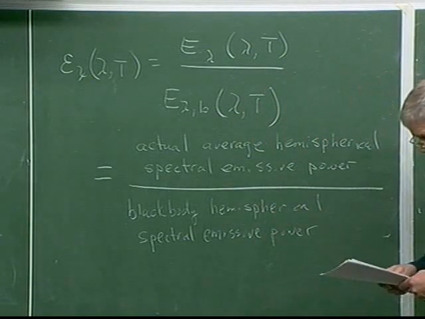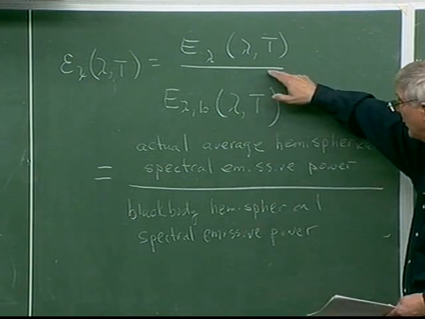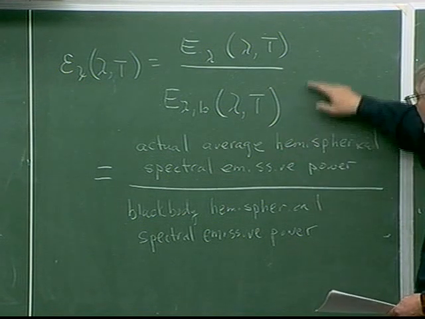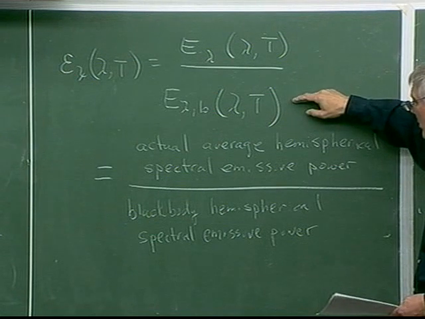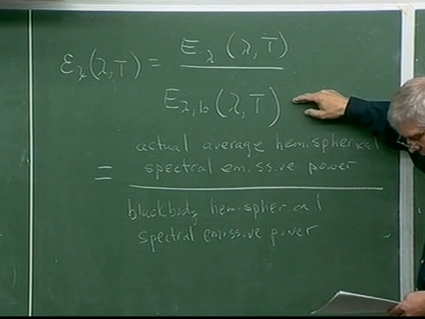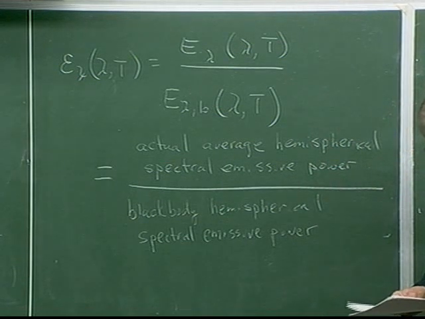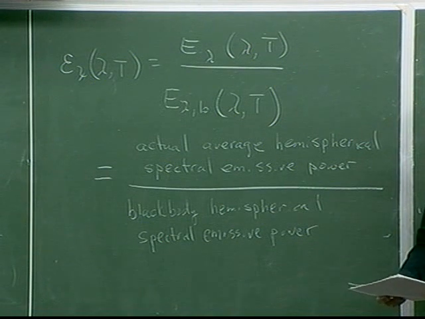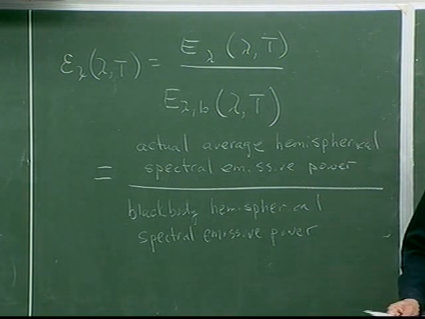So this is the spectral hemispherical emissivity. It's given by the actual hemispherical spectral emissive power divided by the black body hemispherical spectral emissive power. And here we're showing the emissivity for a particular wavelength. And as we showed in the figure just a second ago, the emissivity is a function of wavelength.